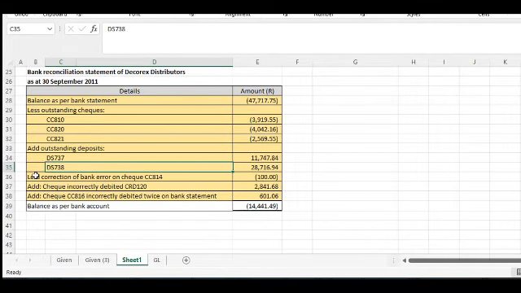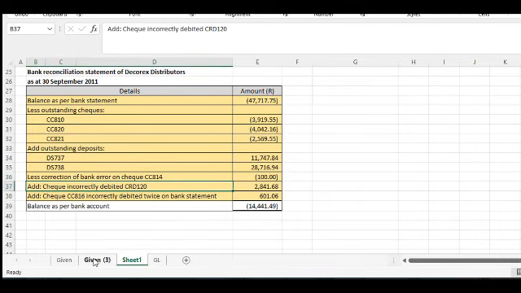There was this correction of the bank error on check CC814. The bank said that they only paid the holder of that check 200 Rand, and really we made it out for 300 Rand. So there's another 100 Rand that must still go off our account. Therefore, it is negative.